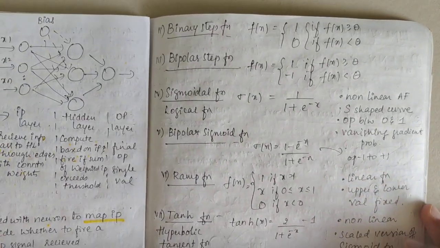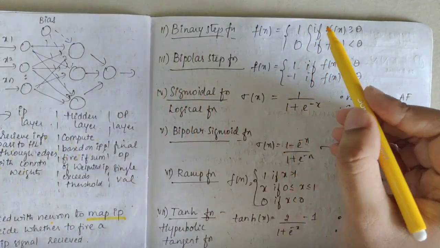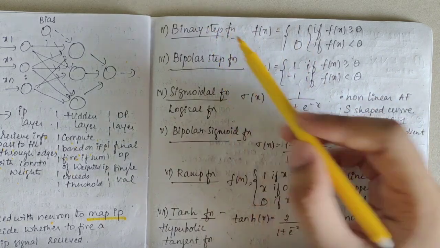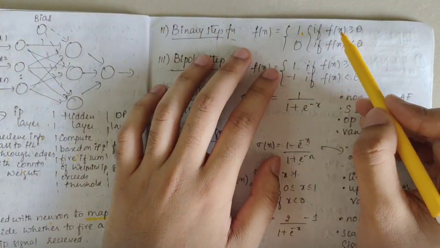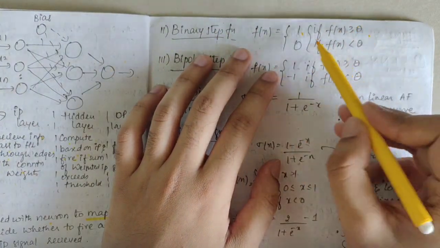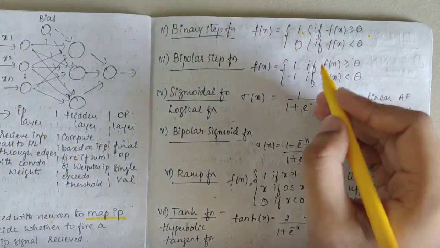Then we have the binary step function. The binary step function generates a binary output, either 1 or 0. It is 1 when f of x is greater than or equal to the threshold value, and 0 if it is less than the threshold value.